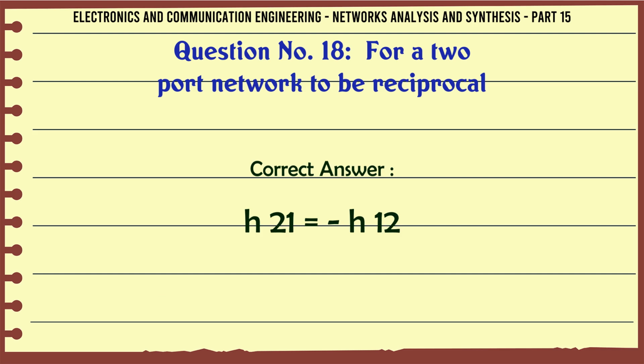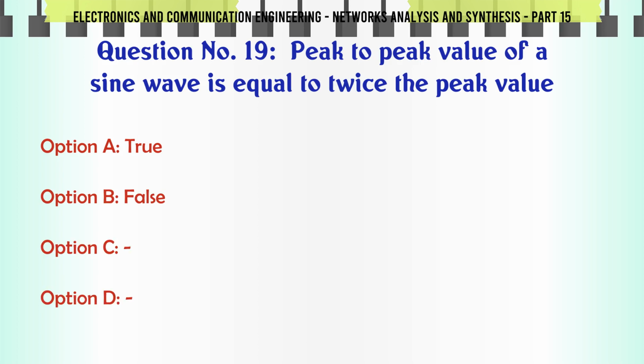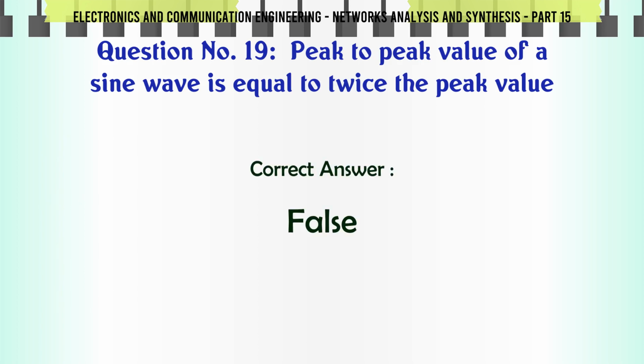H21 = H12. Peak-to-peak value of a sine wave is equal to twice the peak value. A: True. B: False. The correct answer is, false.